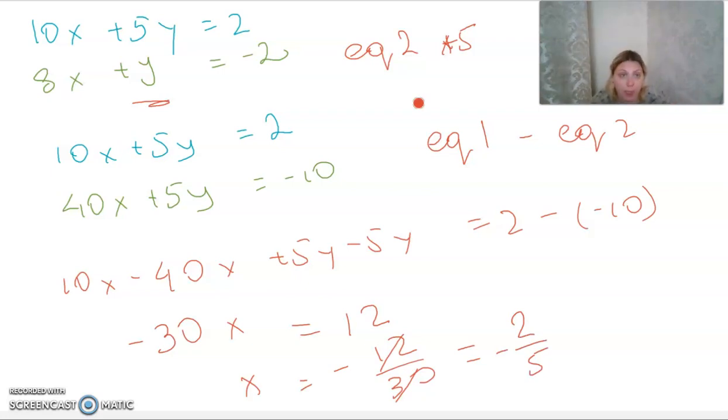And from there on, I can go ahead and plug this back into one of these equations to find y, and then I can plug it back into one of the equations that I started with to get z.